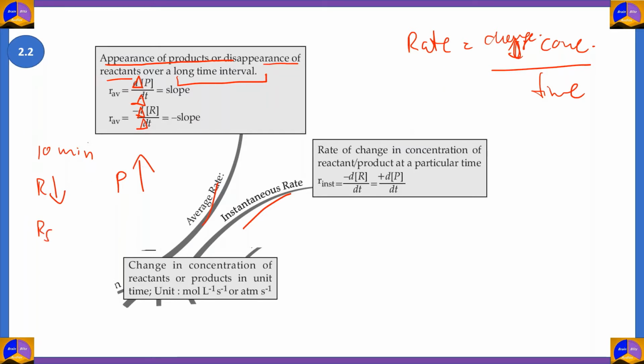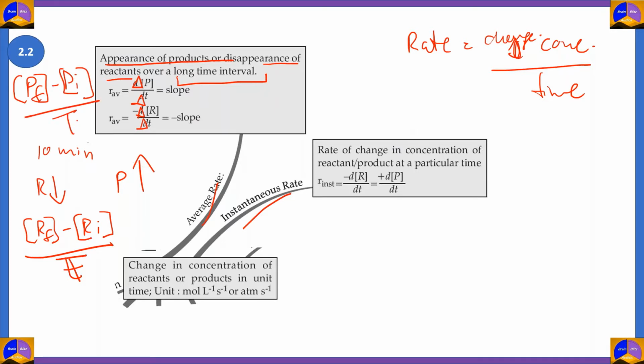So concentration of R final minus concentration of R initial, divided by the total time T. And again, that's the same for the products. So concentration of product final minus concentration of product initial, divided by time. So this looks at the total reaction that happens in, say, 10 minutes.